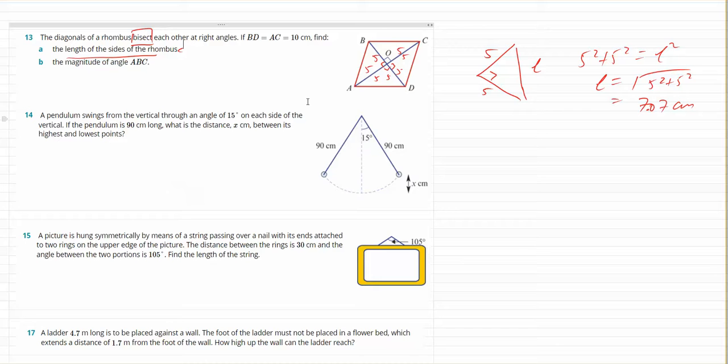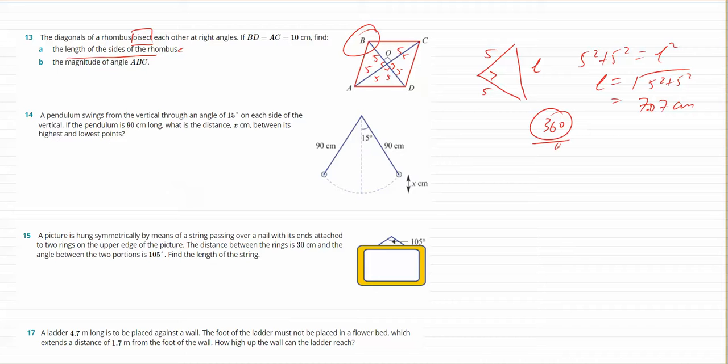Find the magnitude of ABC. ABC is talking about this angle here. Since it's a rhombus, the angles are all equal. We know that for any quadrilateral, the sum of the angles is 360 degrees. So if we divide by 4, we get 90. So angle ABC equals 90 degrees. And we're done. For question 14, so let's go.